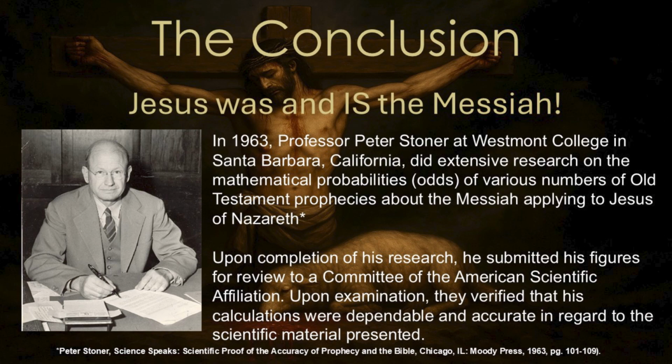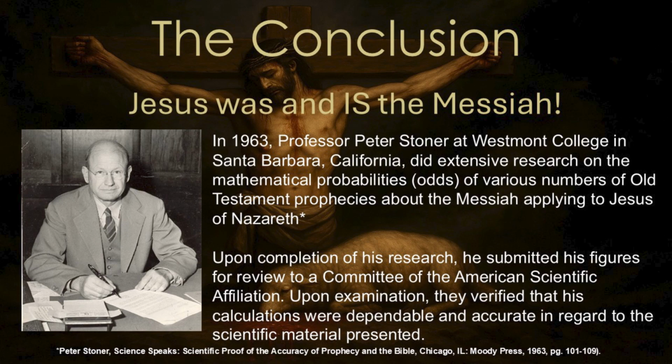In 1963, Professor Peter Stoner at Westmont College in Santa Barbara, California, did extensive research on the mathematical probabilities, or the odds, of various numbers of Old Testament prophecies about the Messiah applying to Jesus of Nazareth. This is a mathematician. This is a tenured professor. Upon completing his research, he submitted the figures for review to a committee of the American Scientific Affiliation. Upon examination, they verified that all of his calculations were dependable and accurate in regard to the scientific material presented.